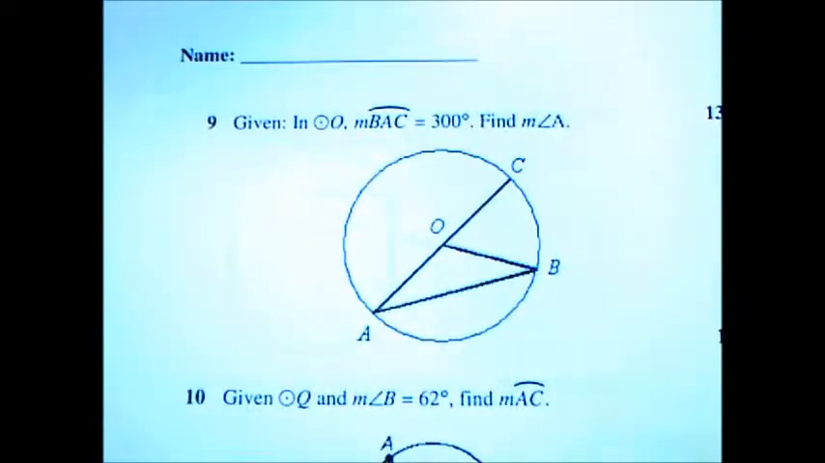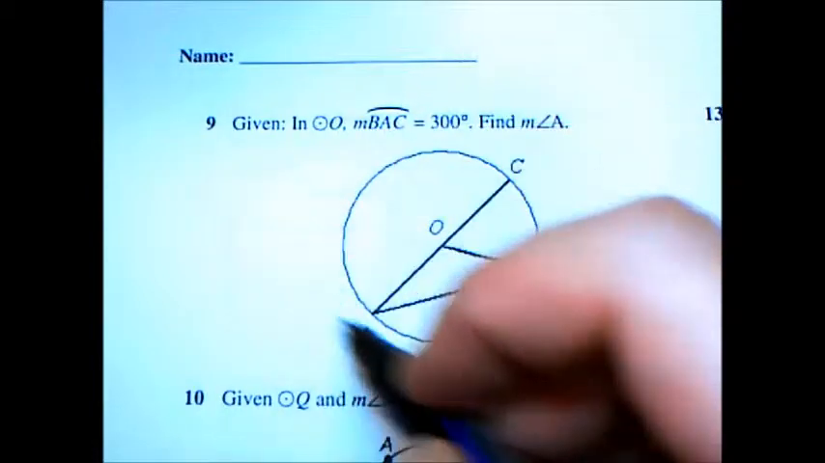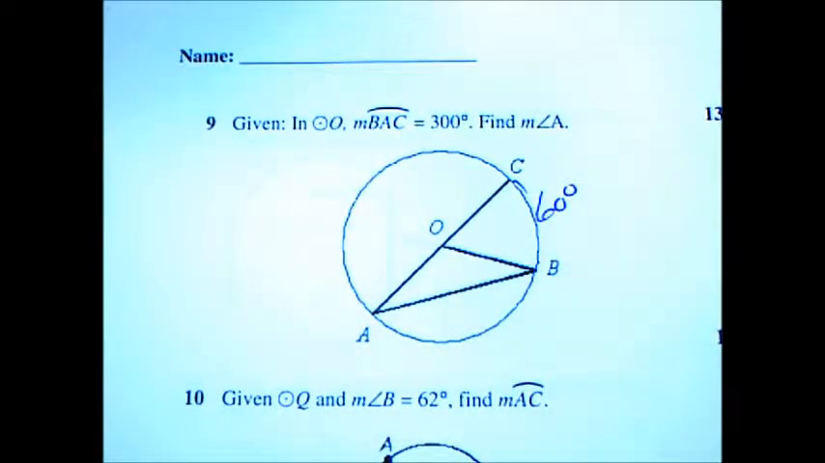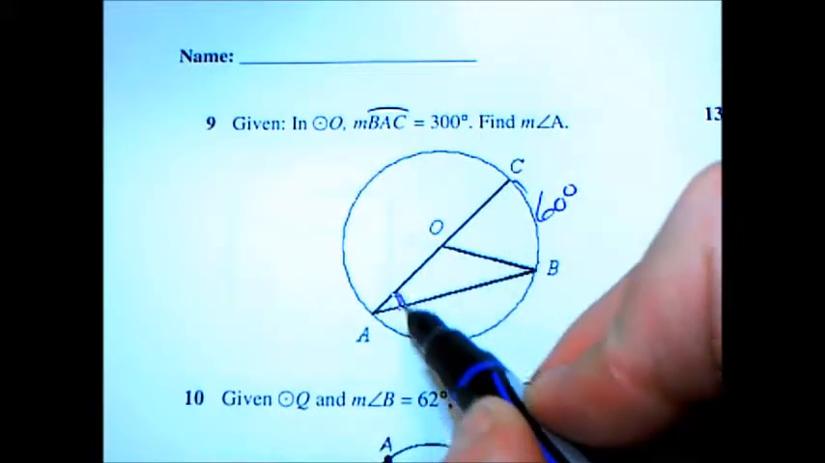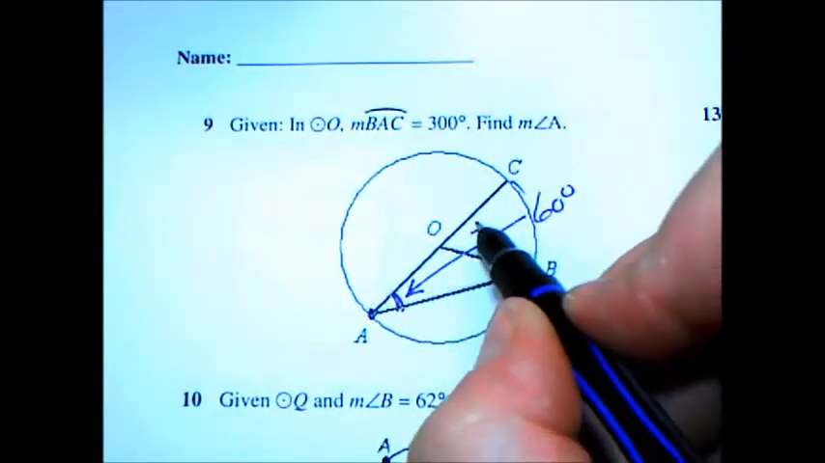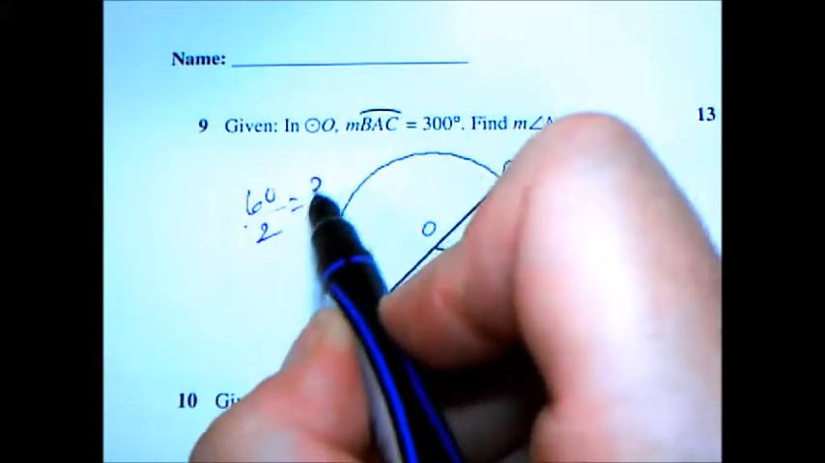Alright, number 9. They tell me that from C all the way around to B is 300. That means this little piece here is 60. And they want to know this angle, which is an inscribed angle. So if I go all the way across my circle, that means I have to divide by 2. So 60 divided by 2 is 30.